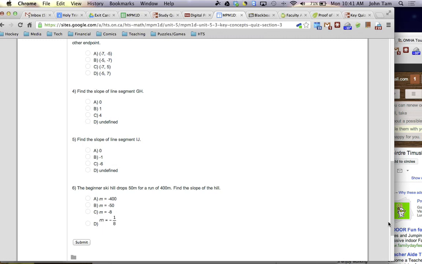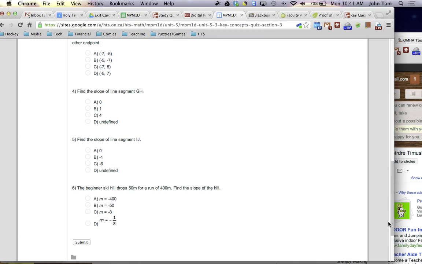So we have a ski hill that drops 50 meters for a run of 400 meters. Find the slope of the hill. It almost uses the terminology that we use for slope. In this case, it doesn't use rise. What word does it use instead? Drops. So that defines a rise. It drops 50 meters, so it's going down, so it's negative 50. And then our run is 400. So negative 50 over 400.